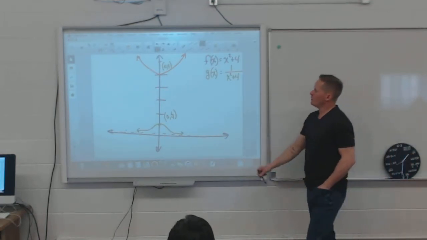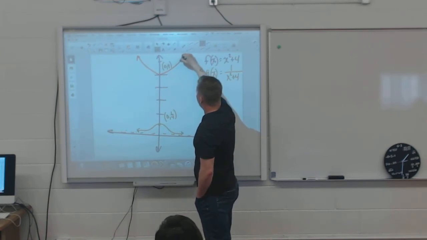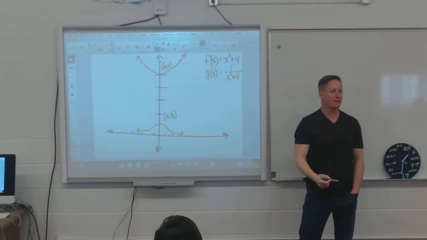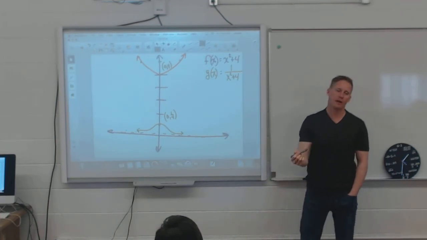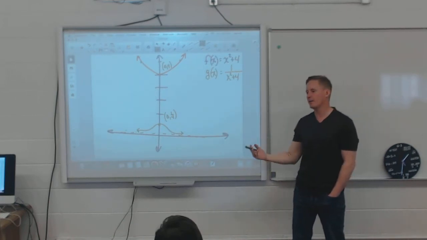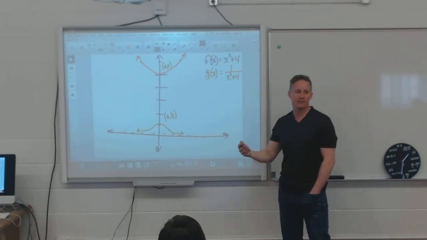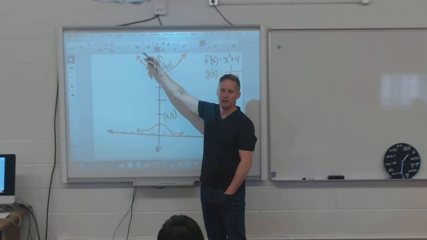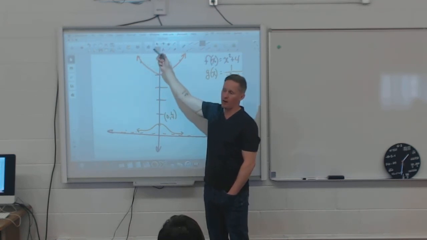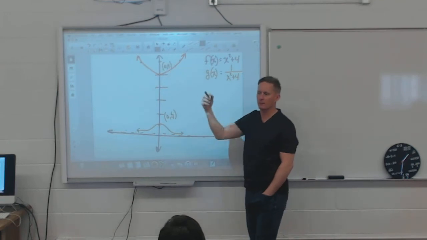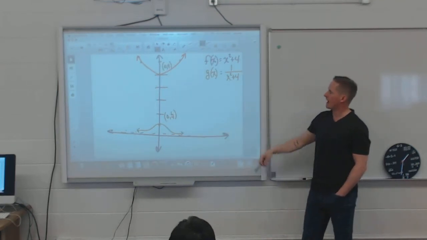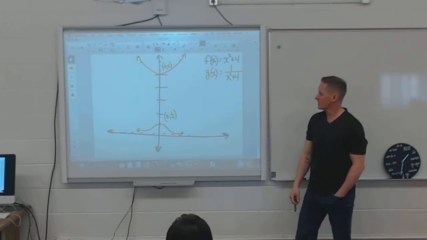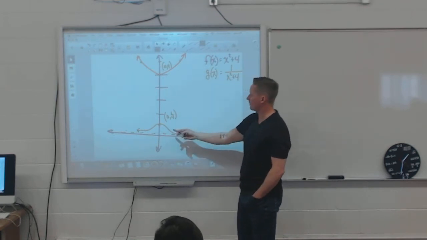You are taking 1 over the y values. I don't know why it doesn't make that much sense, but you're taking 1 over the y value. So if the y value is 5 and you take 1 over it, it becomes a fifth. If the y value is 10, it becomes a tenth. So they've got to get smaller and smaller. As these values get bigger, your fractions get smaller. 1 over 100 is a hundredth. 1 over 1,000 is a thousandth. As you get closer to infinity, they're going to get smaller and smaller, but never hit 0. So this is the graph of 1 over x squared plus 4.